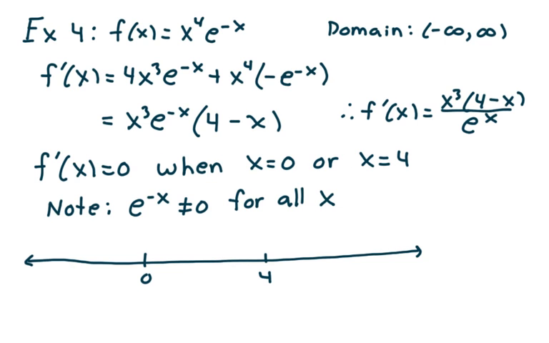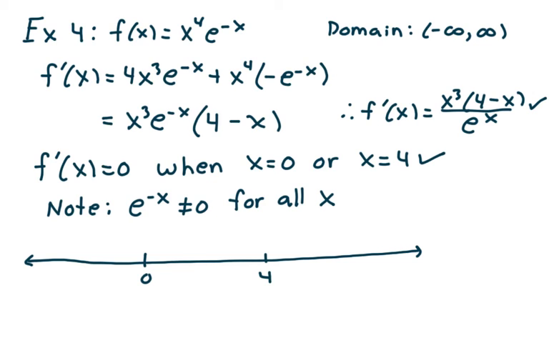And we got one more example here. f of x equals x to the 4th e to the negative x. This is example 4. f prime of x ended up being x cubed times (4 minus x) over e to the x. e to the x is never 0. Now, f prime of x is 0 when x is 0 or x is 4.